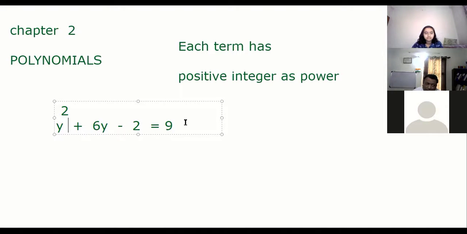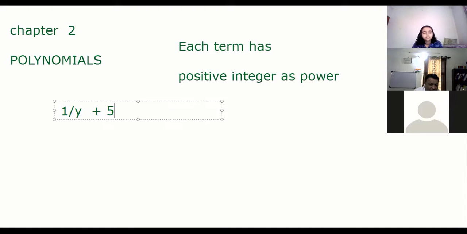So this is also a polynomial. But if I write y to the power minus 2, it is not a polynomial. Why? Because the power becomes negative. Even if I write 1 by y plus 5x equal to 2b, is it a polynomial? No. Because 1 by y, when you take y as the numerator, it becomes y to the power minus 1, not a polynomial. So polynomial means a positive integer as power.